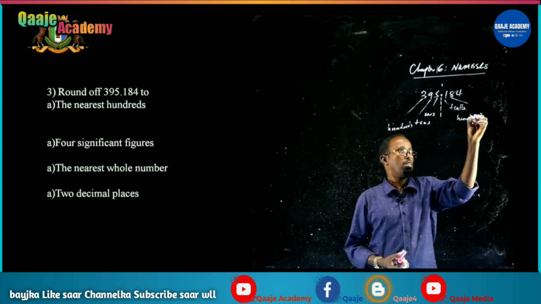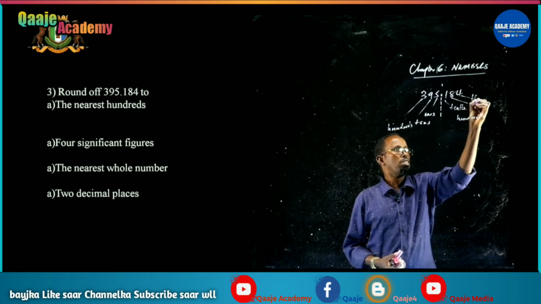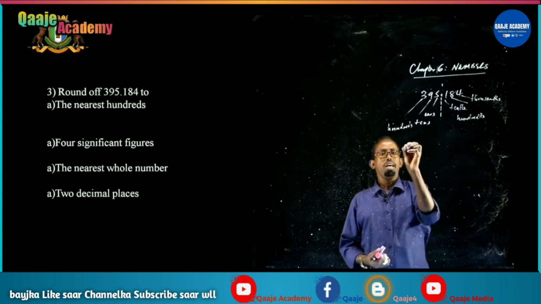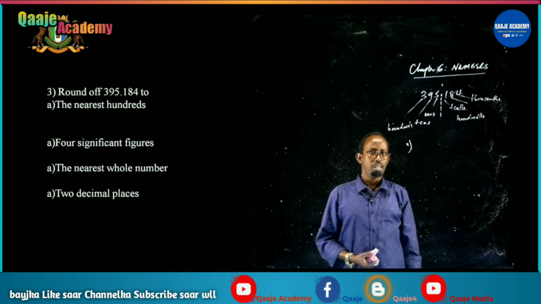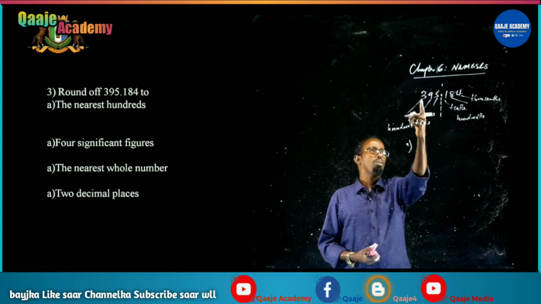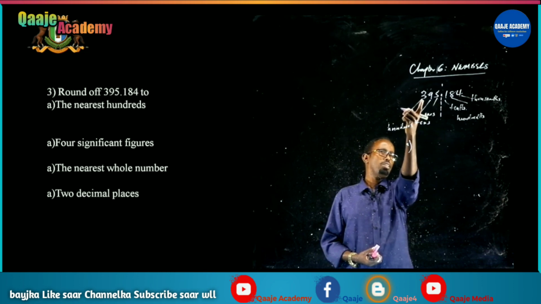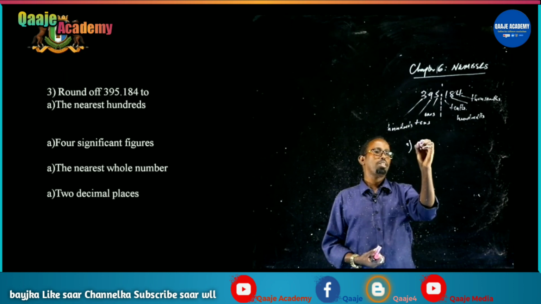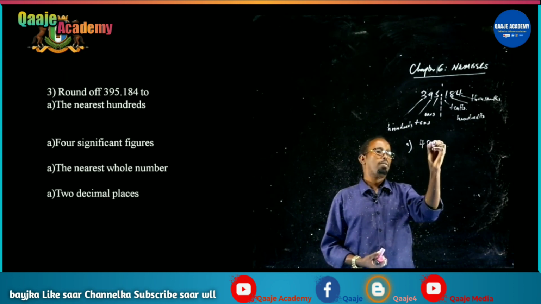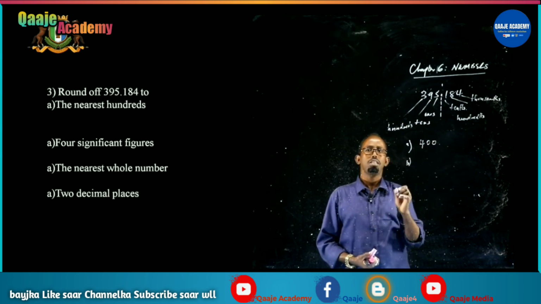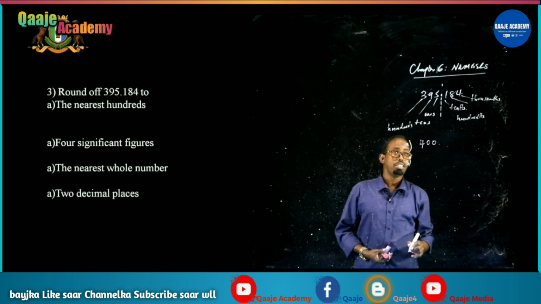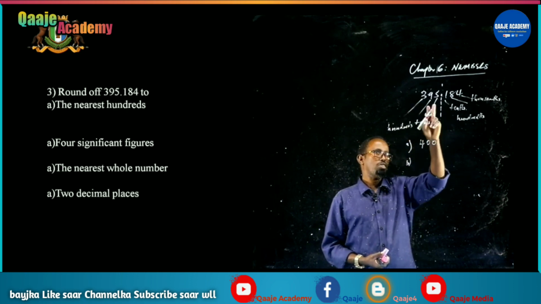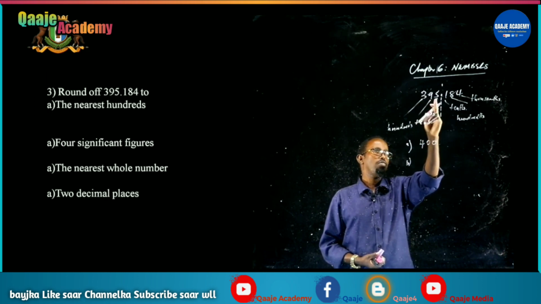So A, to the nearest 100. This is where 100 is. So to the nearest, we have 9, you round up, that one becomes 400. That is A. B, to 4 significant figures. Significant figures, I start counting from the left. So this is 1, 3, 9, 5, 1, 2, 3, 4. So we have 8 there, you add 1, you get 395.2.